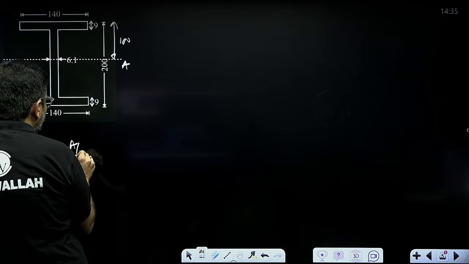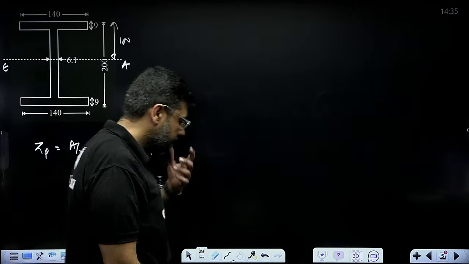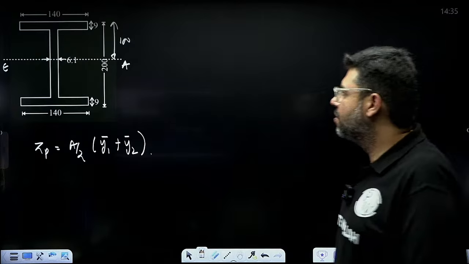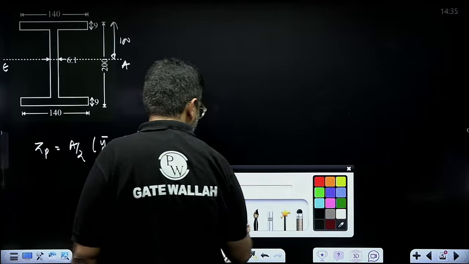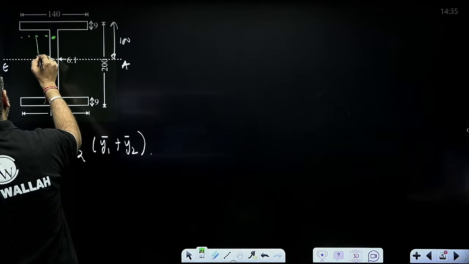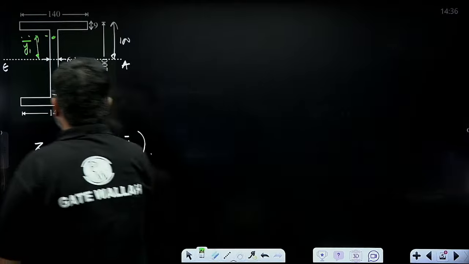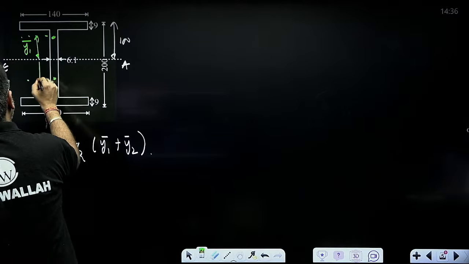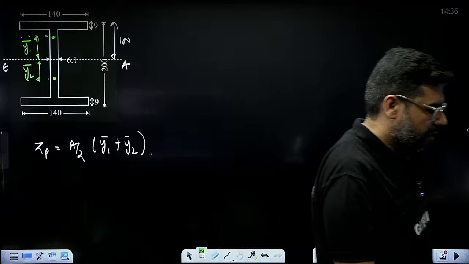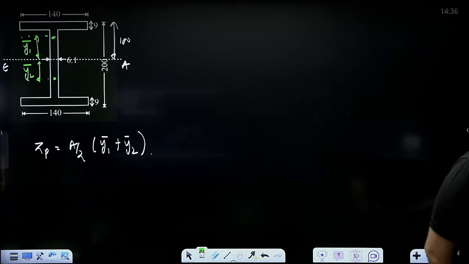ZP is A by 2 into y1 bar plus y2 bar. Y1 bar is the CG of the area from the equal area axis. This is my y1 bar. Y1 bar and y2 bar are the same because this is a doubly symmetric section. I have given you much of the hint. Find out y1 bar, y2 bar, then I will proceed further.